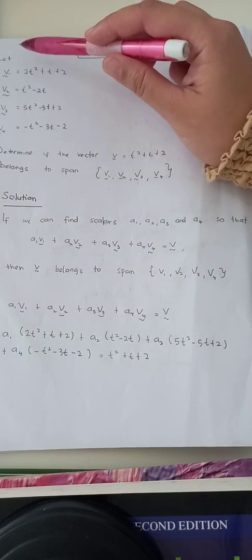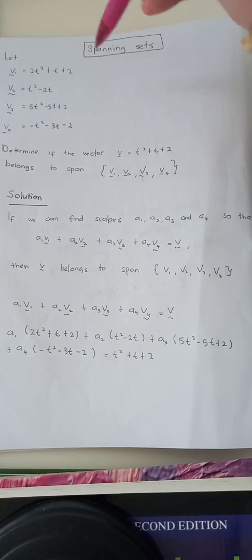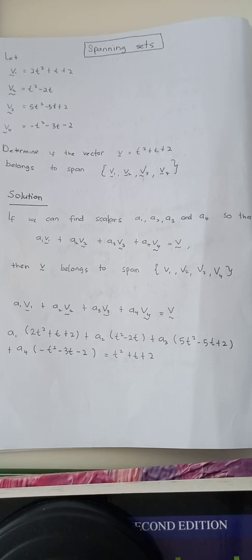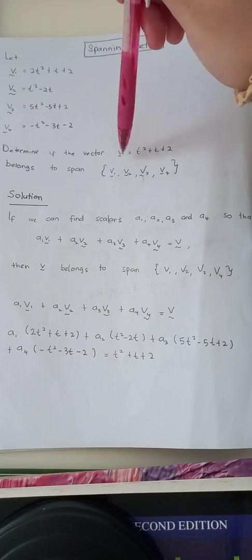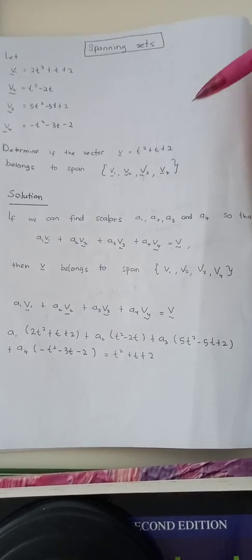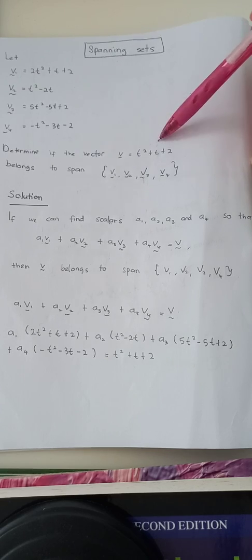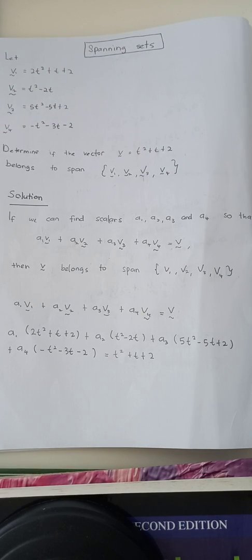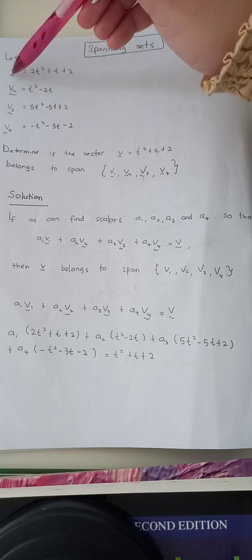So we have V1, V2, V3, V4 with the equations. It was asked whether the vector V belongs to the span of these vectors. So how to do it? Same as the linear combination that we learned last week. We need to know the scalar, or coefficient, or constant. So every vector has its scalar.